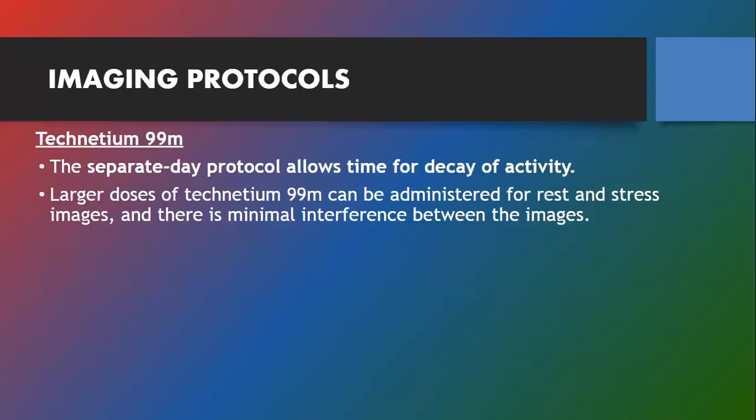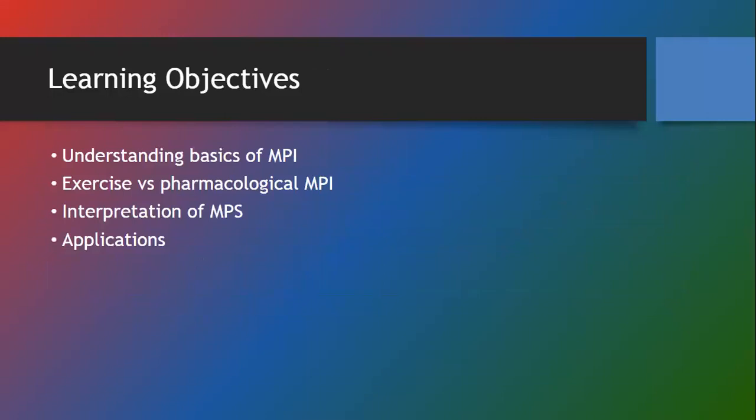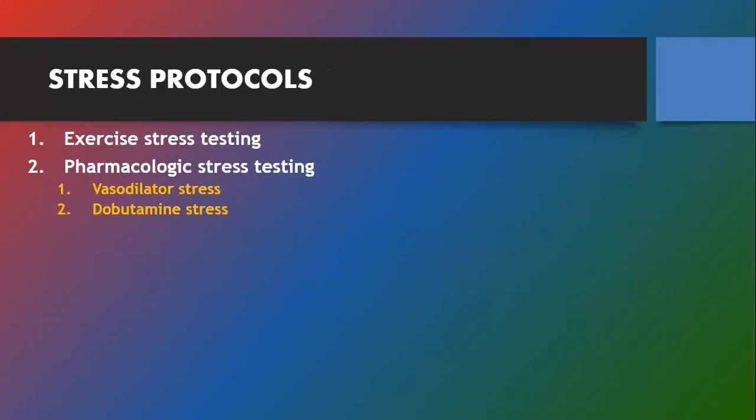So moving further, the next part is the different protocols, exercise versus pharmacological MPI, or we can call it physiological versus pharmacological MPI. In exercise stress testing, patients are asked to do a treadmill exercise or bicycling in order to increase their heart rate. You know that ischemia is produced by demand-supply mismatch.